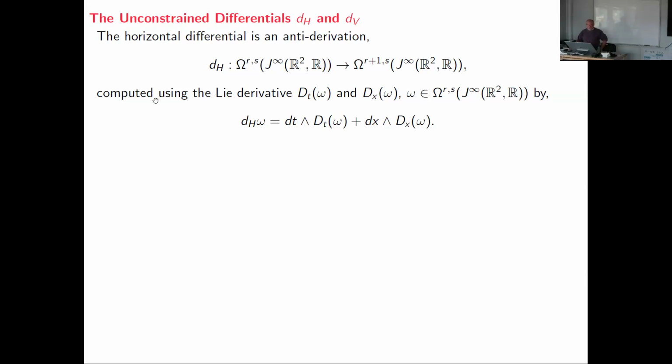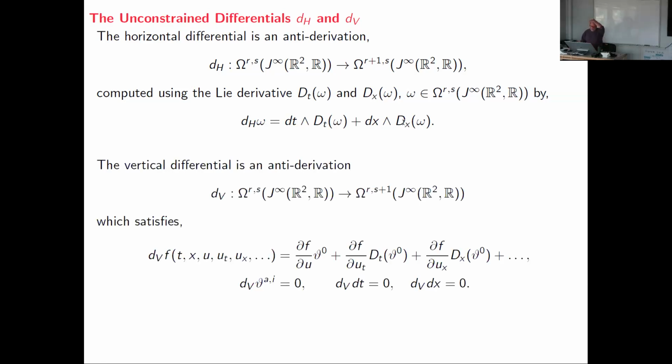And so, one way to calculate it is you have a form, and you just wedge dt with the lead derivative, the total lead derivative with respect to t, dx, lead derivative. This is just a formula for it.